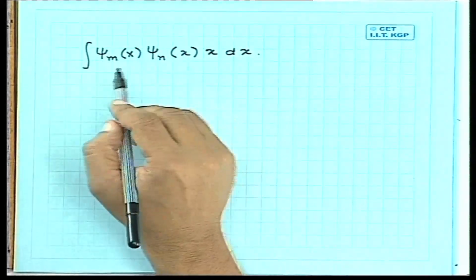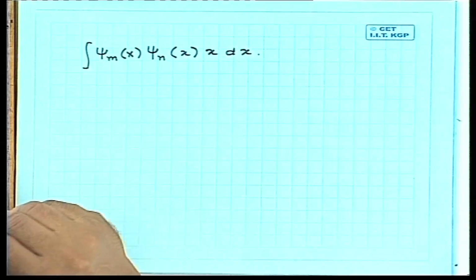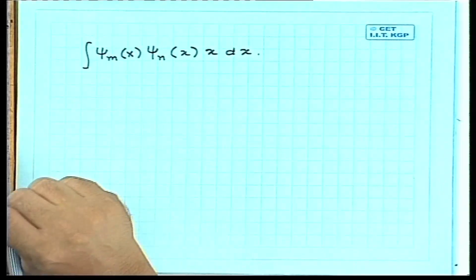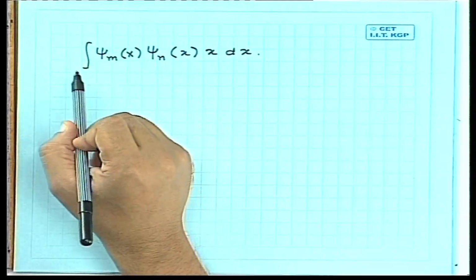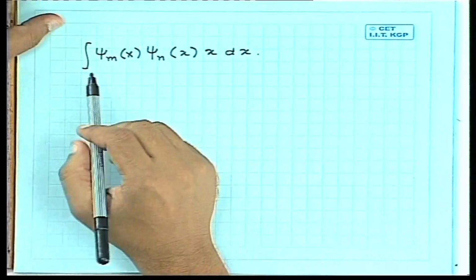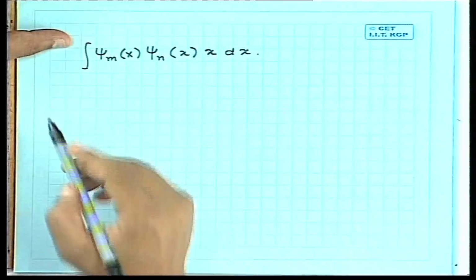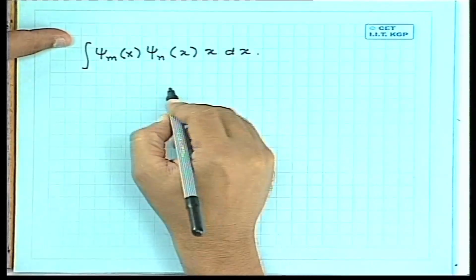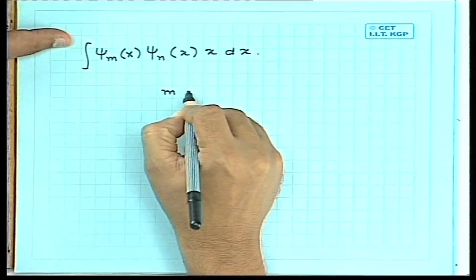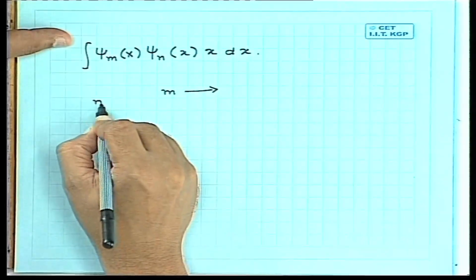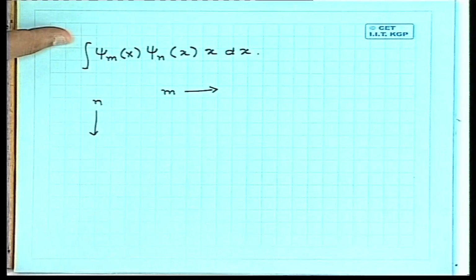This is a number. Suppose I fix m and fix n, then this is nothing but a number, one integral. For different values of m and n, I have different numbers, and this set of numbers I can represent in this fashion. Let me put it like this: I'm going to show the m index in this direction, and the n in this direction.